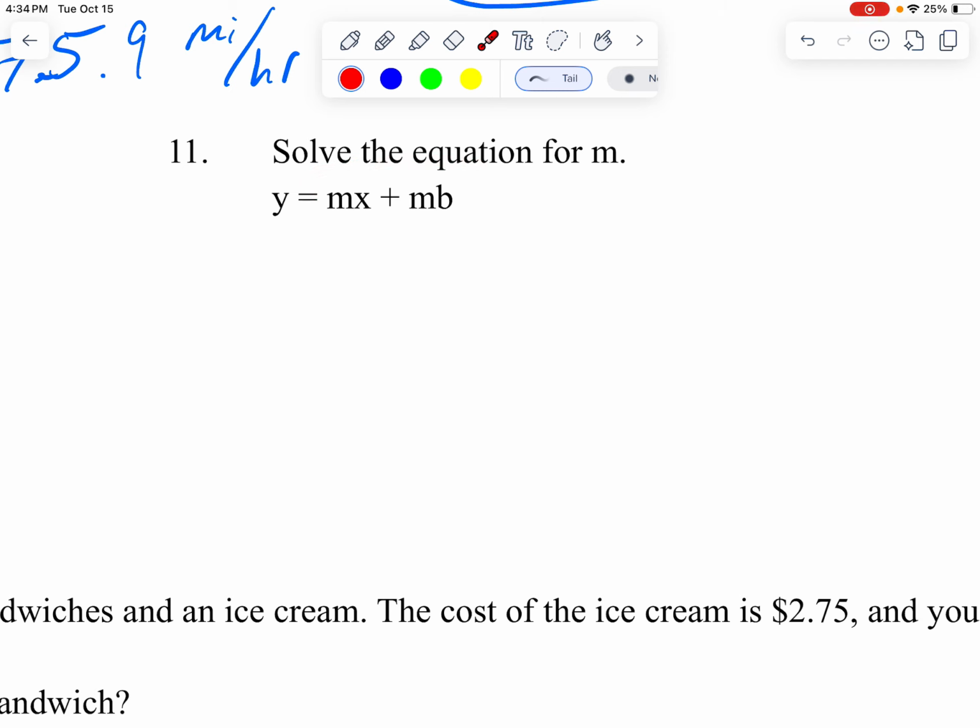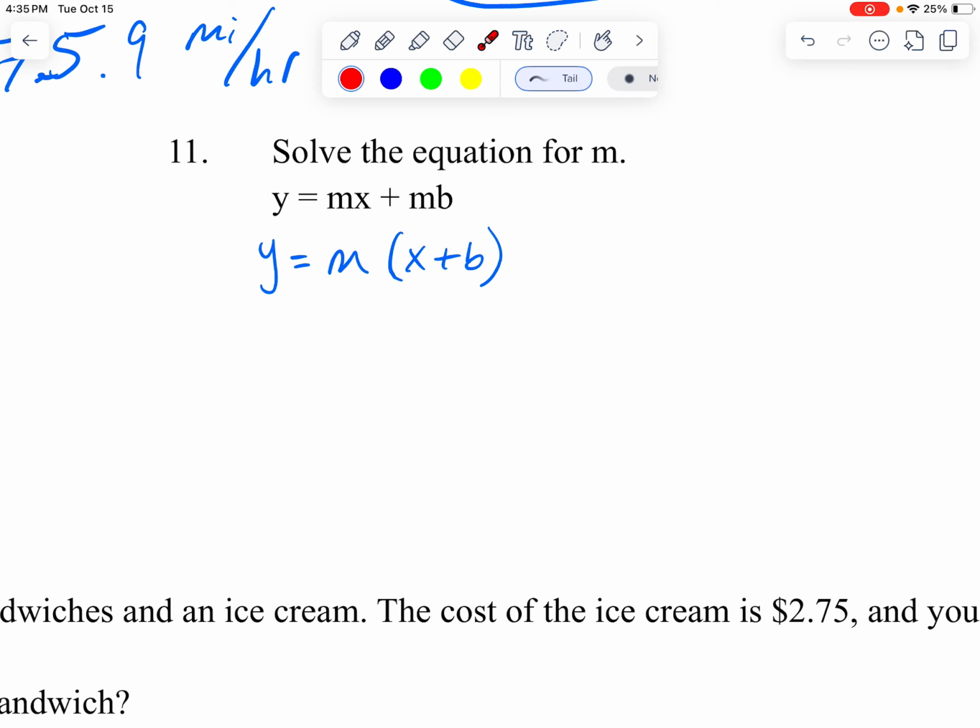So I've got mx plus mb. When you have this situation, where you've got the variable that you need on the same side, separated by addition or subtraction, this is where we need to factor. So I need to divide out my m from each of these terms, and that would look like this. I'd have my m, and then in the parentheses, whatever's left over. So I would have the x and the b left over.